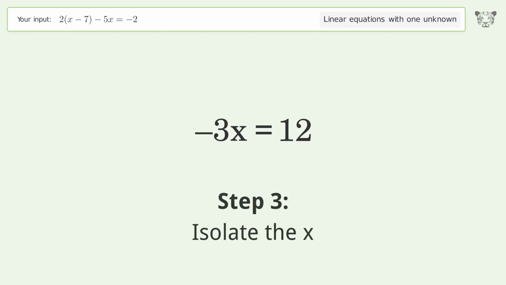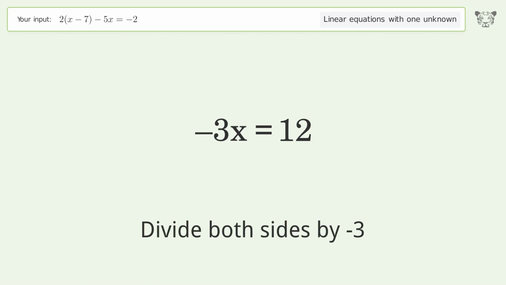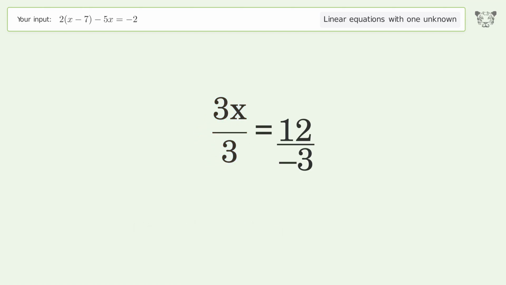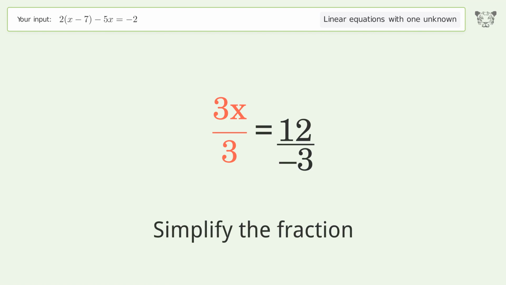Isolate the x. Divide both sides by -3. Cancel out the negatives. Simplify the fraction.